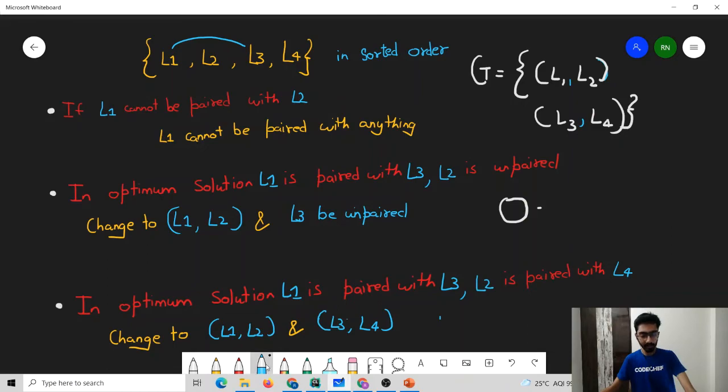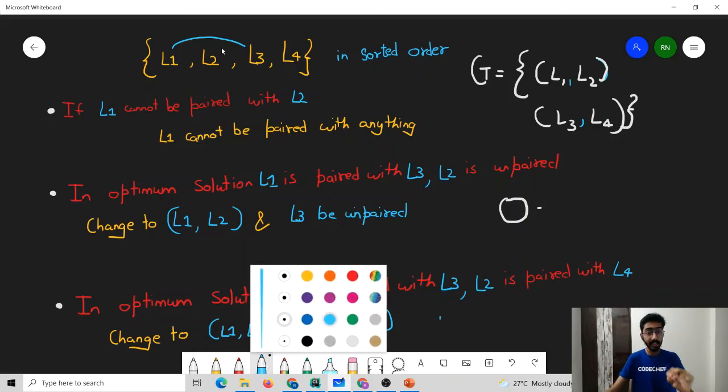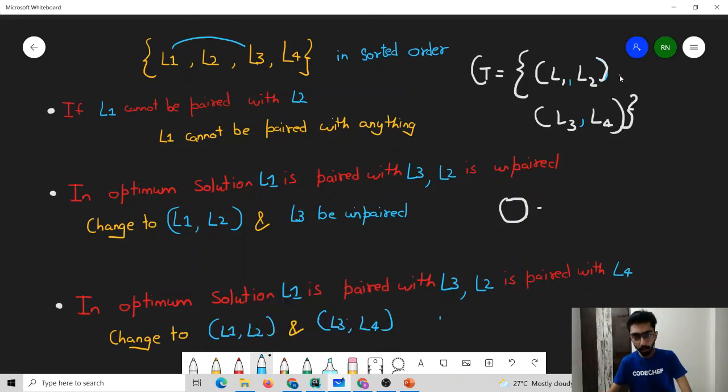Now what I prove is that replacing this solution, that is exchanging this solution by my greedy solution, which is L1, L2, will not worsen my solution. How can I prove that? Since L1 and L3 were already paired, I surely know that the difference between L1 and L3 is lesser than or equal to D. So I can say that L3 minus L1 is lesser than or equal to D. If I know that L3 minus L1 is lesser than or equal to D, then one thing I know for sure is that L2 minus L1 is also going to be lesser than or equal to D.